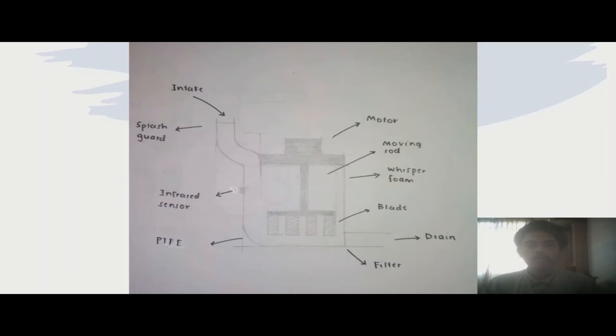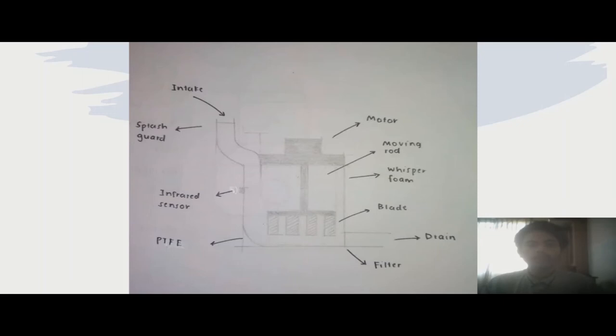So, this is our final design. The idea is that the waste will enter from the top through the splash guard and then trigger the infrared sensor to turn on the motor. The waste will then be shredded into small pieces by a double-edged blade that is detachable for maintenance purposes, and pushed out through a filter so that large objects will not enter the drain.